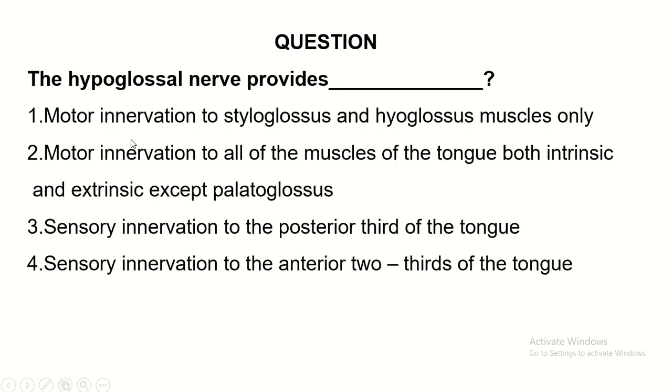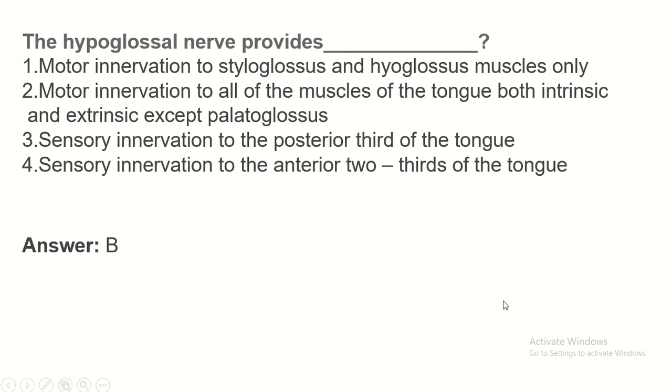Hypoglossal nerves provide: one, motor innervation to the styloglossus and hyoglossus muscles only; two, motor innervation to all muscles of the tongue, both intrinsic and extrinsic, except palatoglossus; three, sensory innervation to the posterior third of the tongue; four, sensory innervation to the anterior two-thirds of the tongue. The answer is B, 2. Motor innervation of all muscles of the tongue, both extrinsic and intrinsic, except palatoglossus.